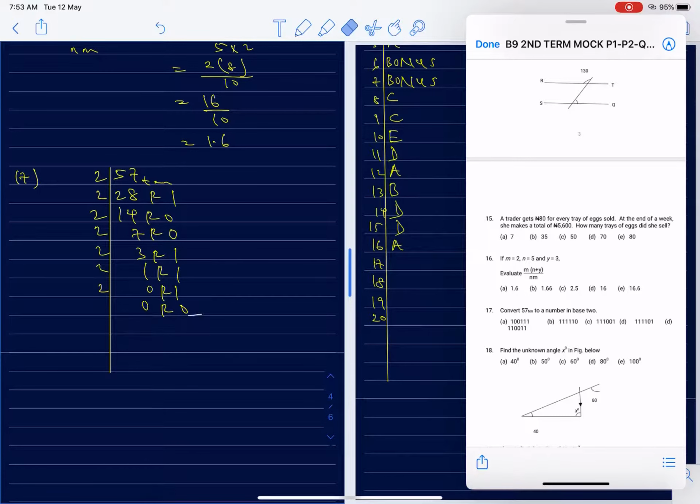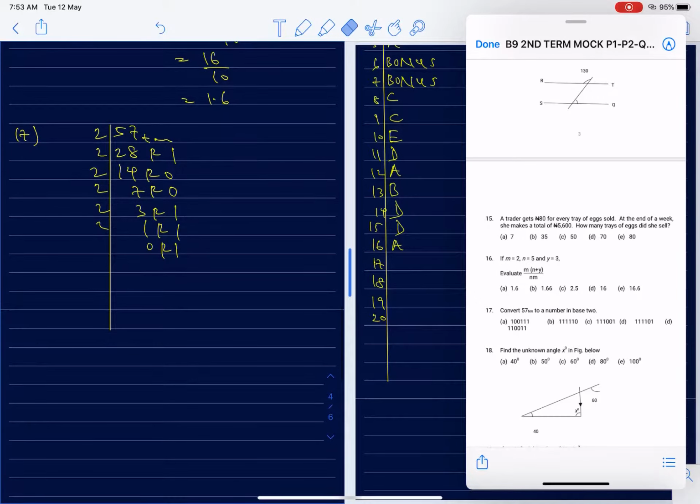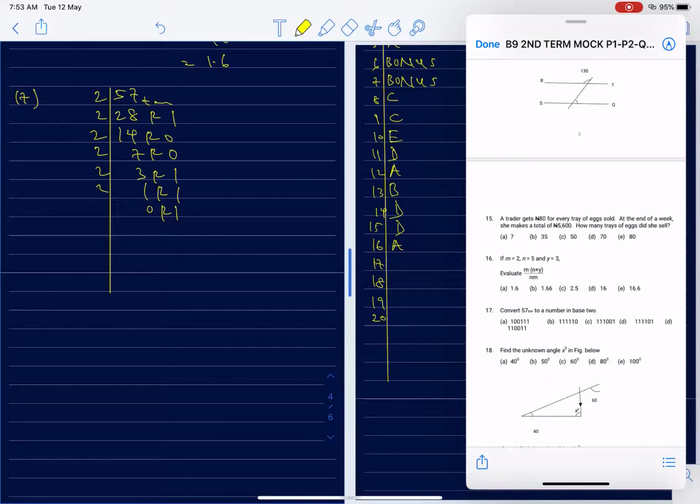You stop after getting 0 at the bottom here for the first column, when you're writing the result of the division. So that means 57 base 10 is the same as, you copy these numbers up, all the way up, 111001 base 2.